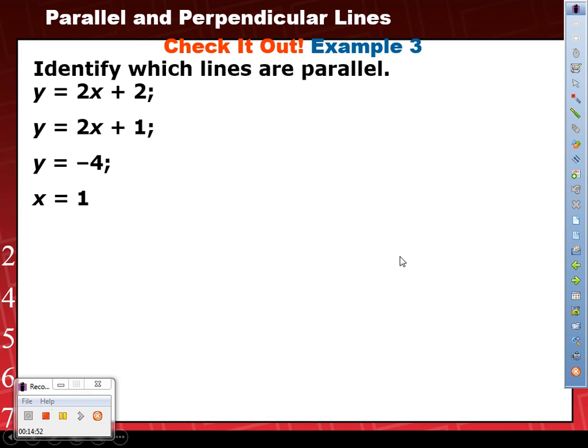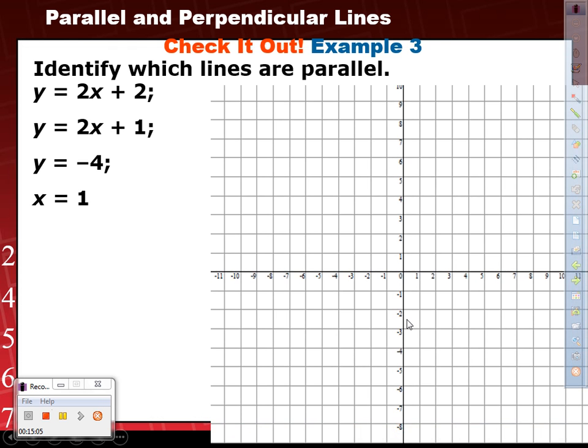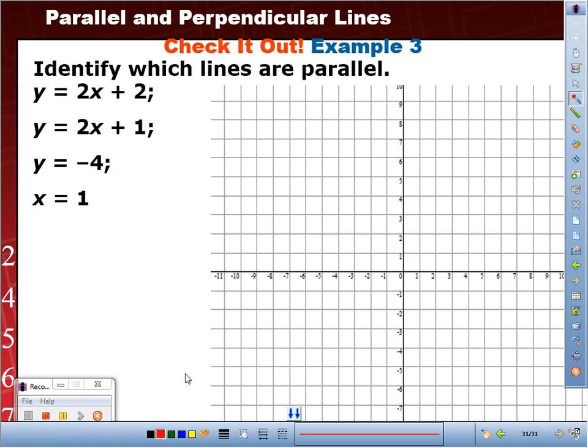Look at these. It says, identify which lines are parallel. So, without copying it, look at them. Tell your neighbor which are parallel. I don't even have to graph these, but by looking at them, these have the same slope, different intercepts, so the first two are parallel, yes? But let me graph these two to see how they look. This is y equals negative 4, which is right here. My line goes through there.